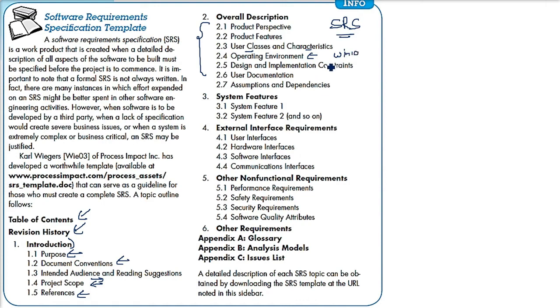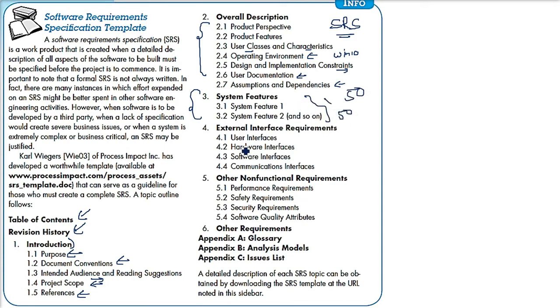Design and implementation constraints, what are the limitations, the user documentation, and the assumptions and dependencies, say on some other system. These are the actual things. These are system feature 1, system feature 2. Sometimes people also write it as use case. So they also add the figures. Sometimes they also tend to add diagrams, UML diagrams.